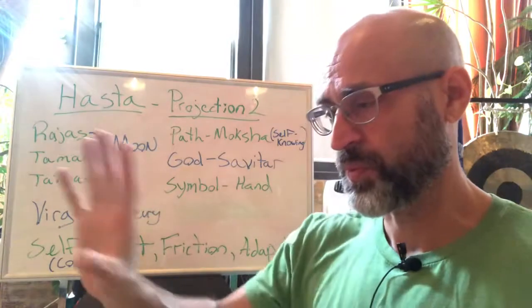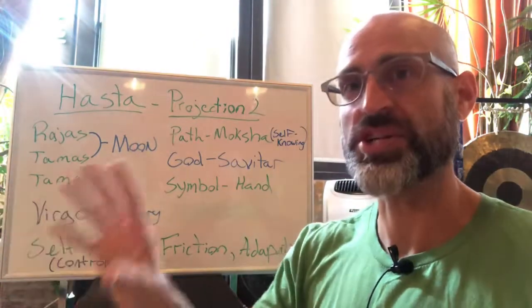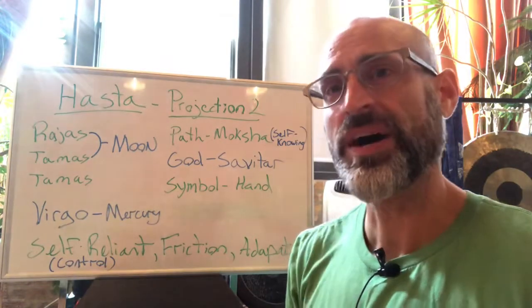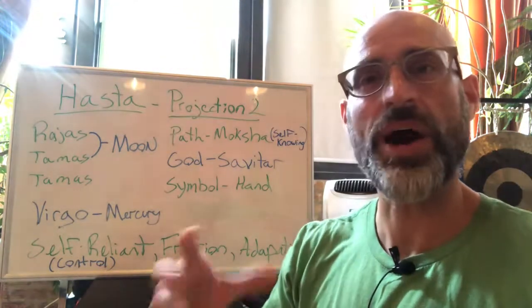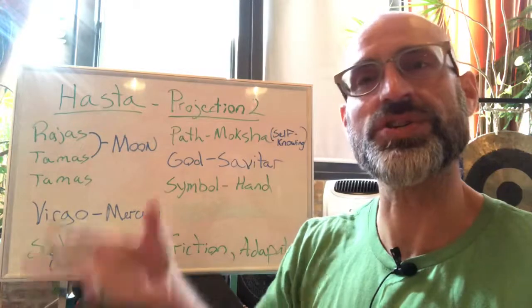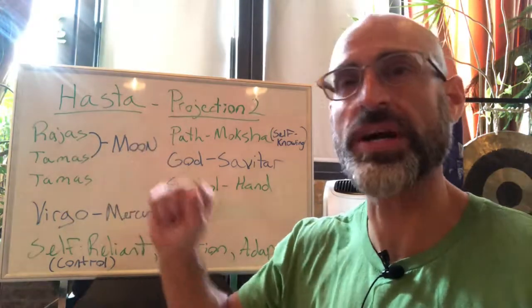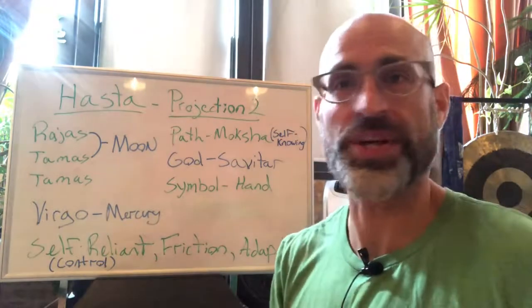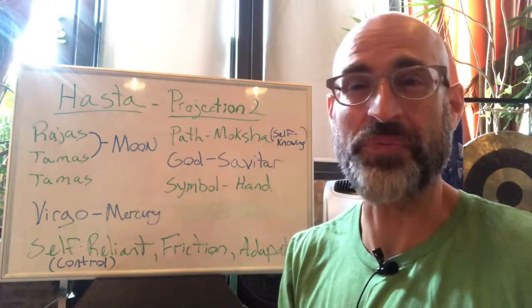Now looking at projection 2, which is from Yogi Bhajan's book on the mind, and I'm going to go over in a minute how I've come to the conclusion that projection 2 is associated with Hasta Nakshatra, is the Ombudsman, which I have no idea what that is, and I should have looked that up prior to this video.